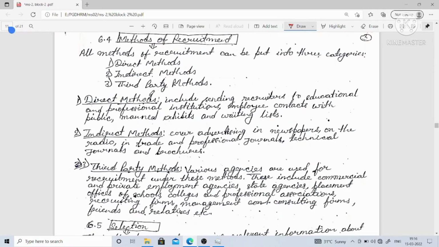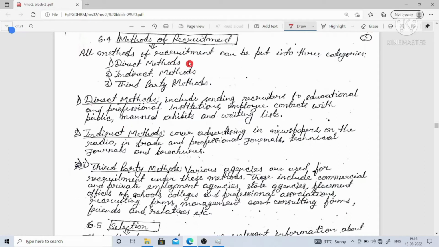Methods of recruitment are given. Process of recruitment, sources of manpower, I explained. First, the organization should prepare for the recruitment. Then the second, sources of manpower. The organization should consider various factors when deciding the ratio of internal and external source of manpower. And then third, the next, 6.4, method of recruitment. What are the different kinds of methods which the organization can use to recruit people?